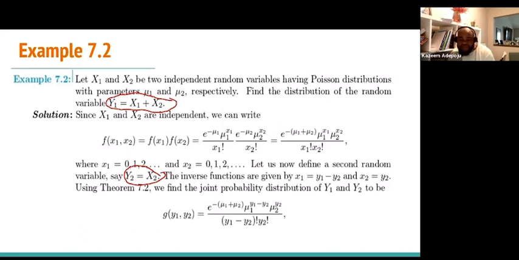So what I'm trying to say here is that we actually created an artificial variable in order for us to be able to use the method of transformation, because we can only go from 2 to 2, we can't go from 2 to 1. But in the end, we are going to marginalize whatever artificial variable we introduced.